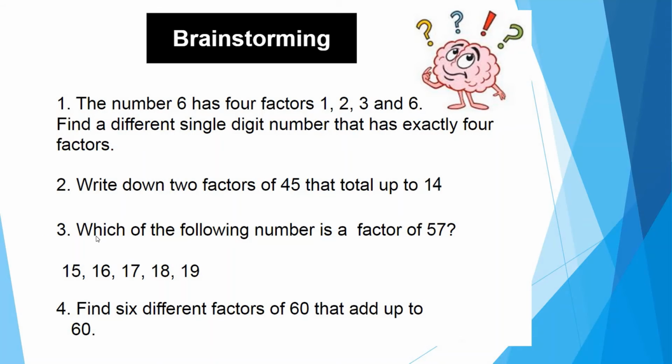Okay? Now third question for you, which of the following numbers is a factor of 57? So here I have given 5 numbers, 15, 16, 17, 18 and 19. So in these 5 numbers, you are going to find out which number is a factor of 57.